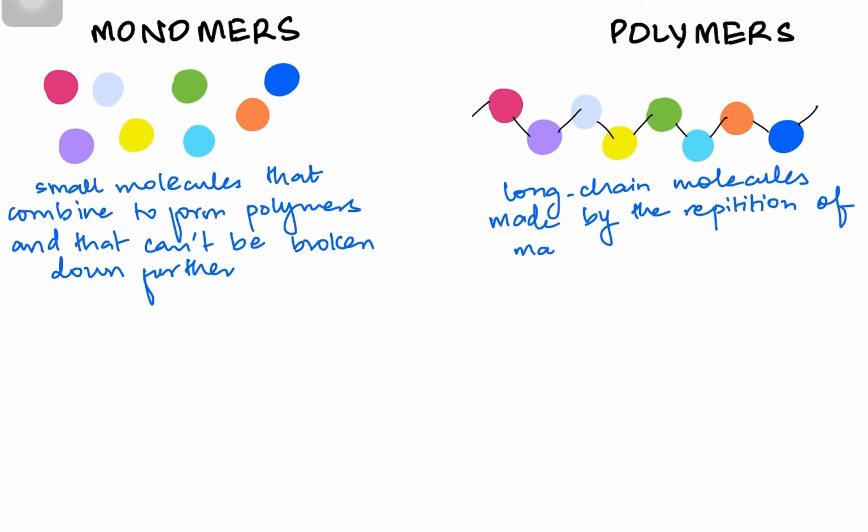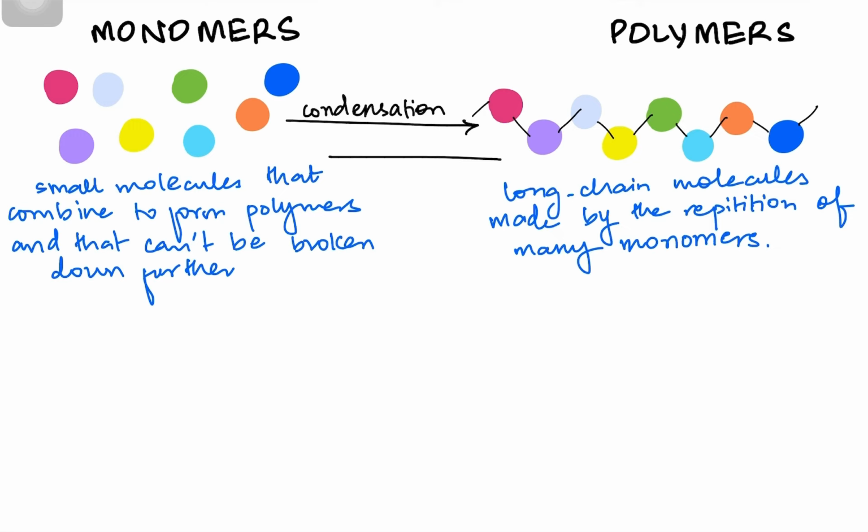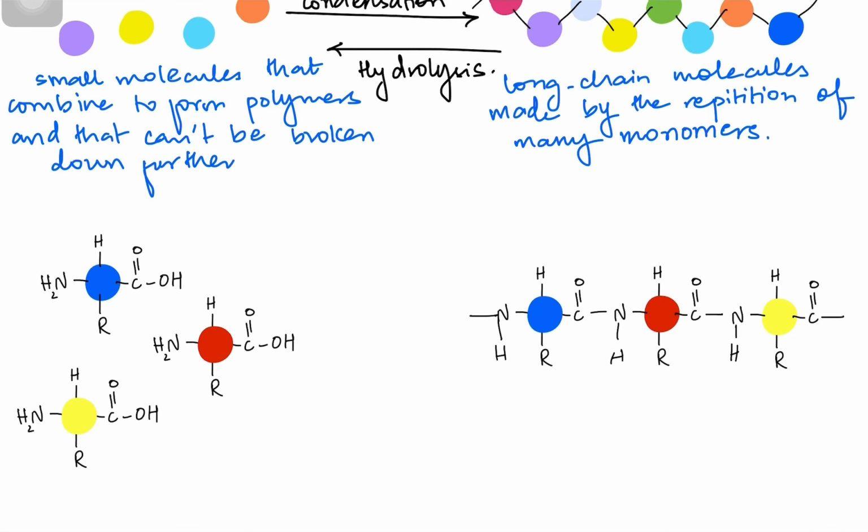Now, when we say the repetition of monomers, we should understand that it can be in a continuous pattern also. We'll come across this idea. So monomers combine to make polymers. This phenomenon is known as condensation, where many molecules combine together. The reverse of condensation is hydrolysis. In hydrolysis, a polymer is broken down into its original monomers.